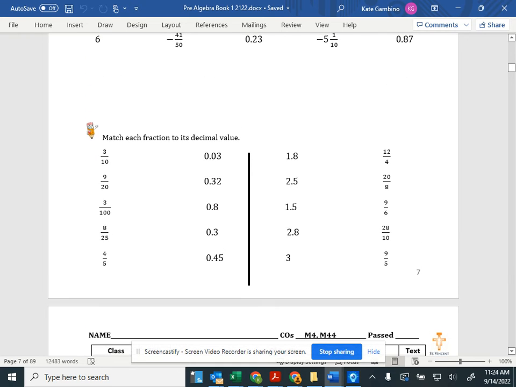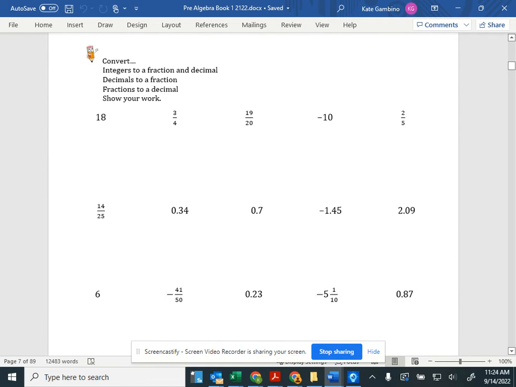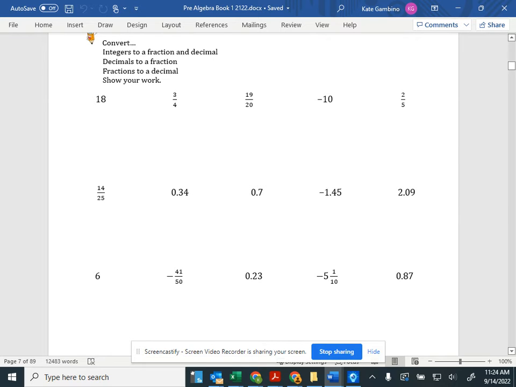Then we need to match each fraction to its decimal value. So if you need to work it out next to it. So let's do a couple together real quick. 18, what would 18 look like as a fraction?